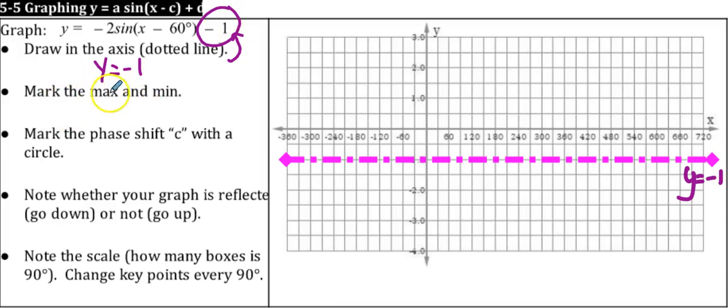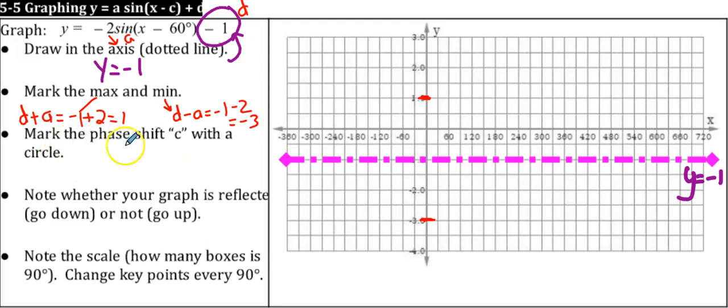Then the second thing is to mark the max and the min. So the max is the axis plus the amplitude. So this is the d, which is the axis, and the amplitude is 2. So the axis is -1, and if you add 2, that's the max, so that's equal to 1. And the min is d minus a. So it's the axis, which is at -1, and the amplitude is going to go down 2, so that makes -3. So your maximum is up here at 1, and your minimum is down here at -3.